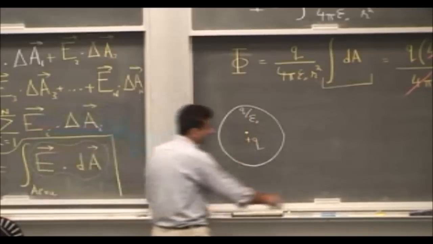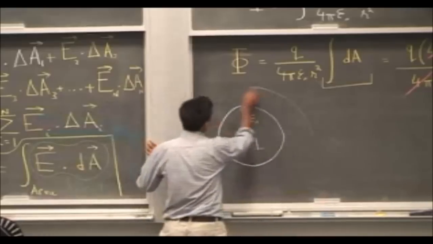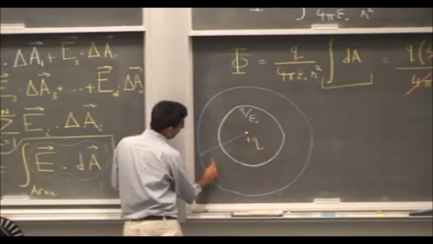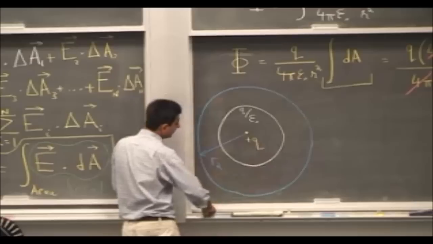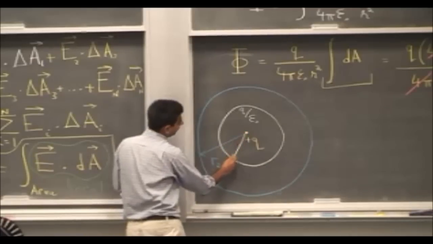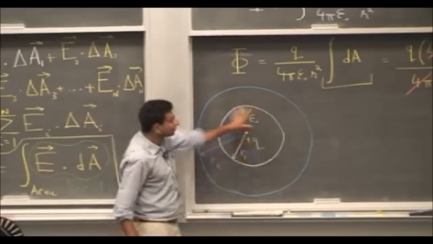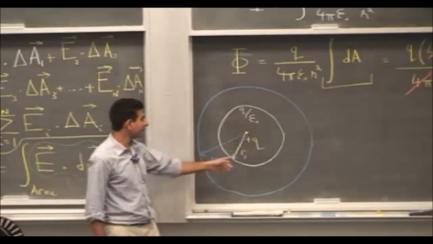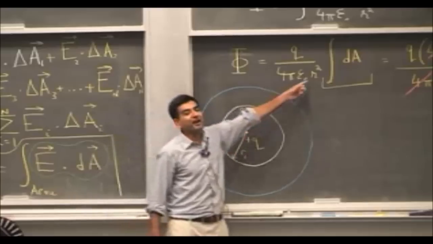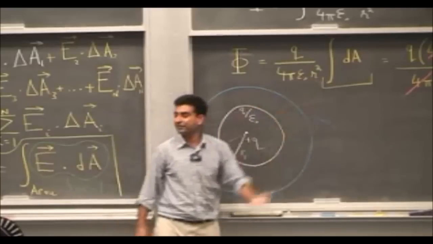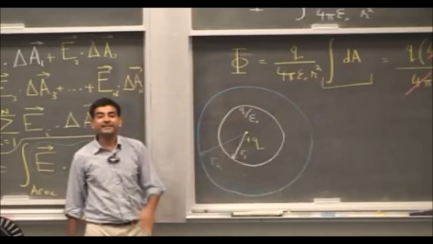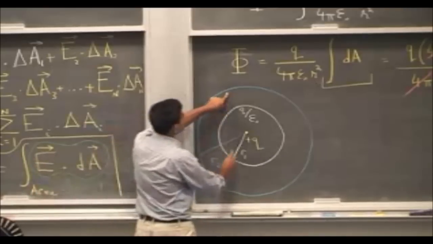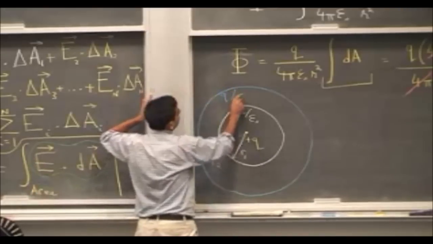I draw another sphere of a larger radius. Suppose this radius is R2, and this radius is R1. So the flux through this Gaussian surface is Q over epsilon naught. If I were to replace r by R1 or R2, I would get the same result. The result is independent of the radius. So the flux through this surface is also Q over epsilon naught.